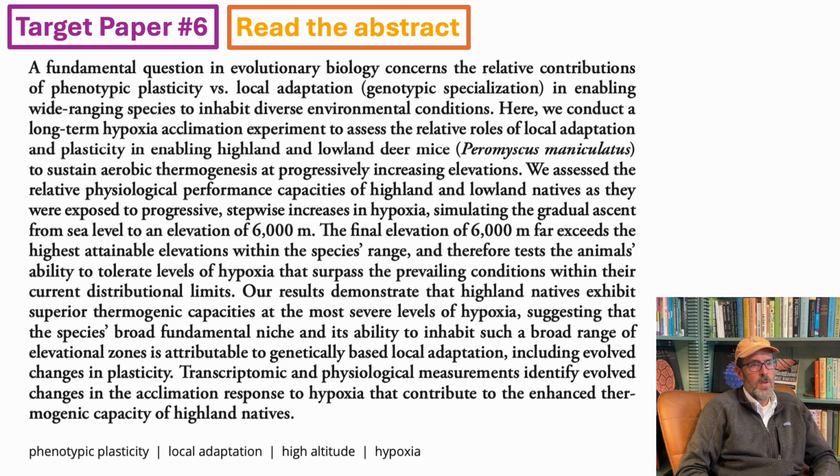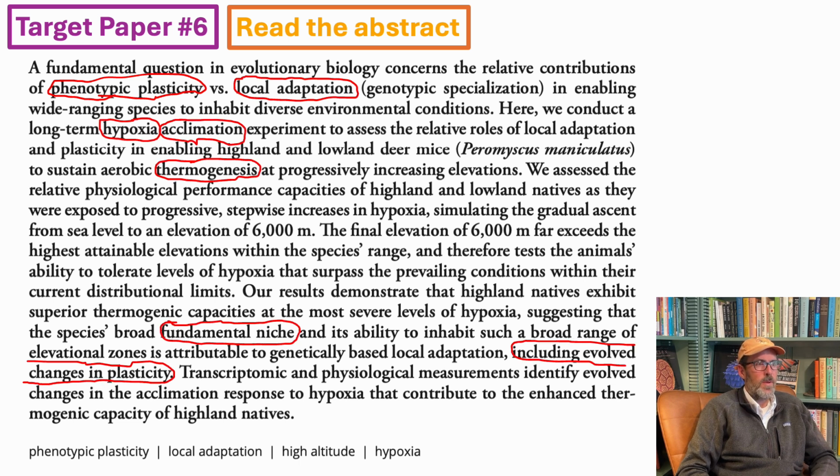Transcriptomic and physiological measurements identify evolved changes in the acclimation response to hypoxia that contribute to the enhanced thermogenic capacity of highland natives. That's a lot. That's a dense abstract, fairly long. I'm going to highlight some words and phrases that I think are important to define for my students and any viewer. So I'm just circling them here, and I'll start in the glossary notes page explaining these.